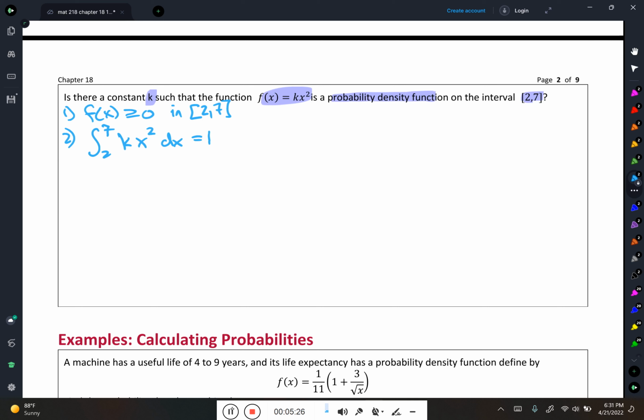Now I know as long as I pick a k that's positive, that first one will be true, because that'll make it be a parabola opening up and I don't have to worry about it going negative.